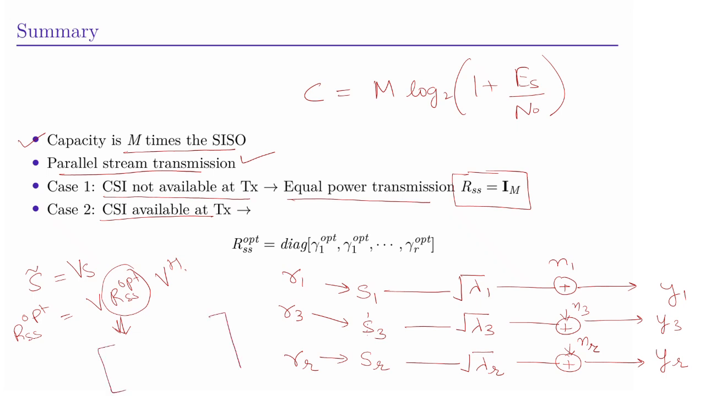That means it is a matrix given as expectation of mod S1 square, then expectation of mod S2 square, and so on. And what is this value? This value is equal to gamma 1 opt, the power allocated to the first symbol. And then you have expectation of mod S2 square, which is gamma 2 opt, and so on. You have gamma R opt. So for higher lambda i, you give more gamma.